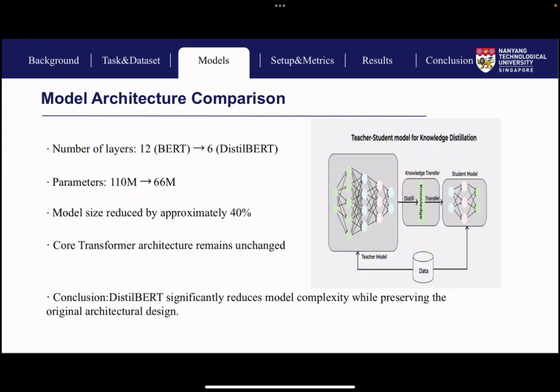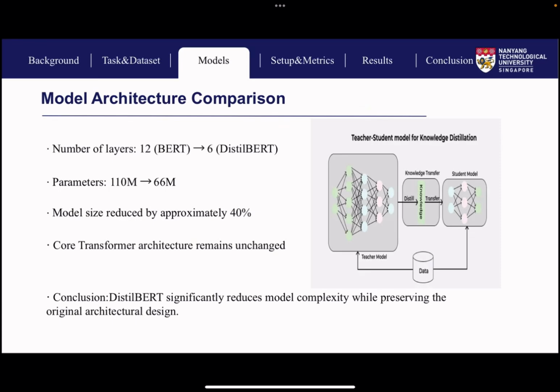We haven't altered the fundamental way the model processes attention. We have simply reduced the layers. We moved from 12 layers in BERT to 6 layers in DistilBERT. This structural change leads to a massive reduction in parameters, from 110 million down to 66 million. This represents a model size reduction of approximately 40%.